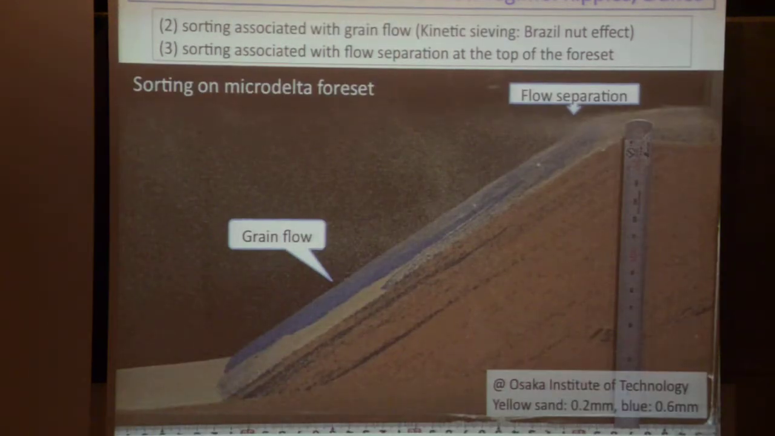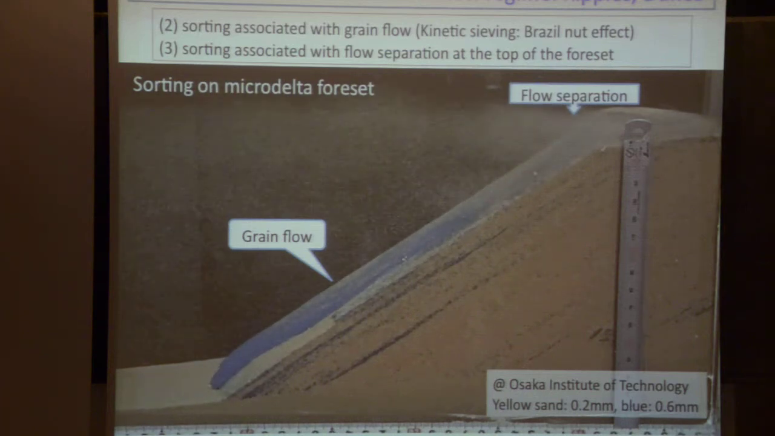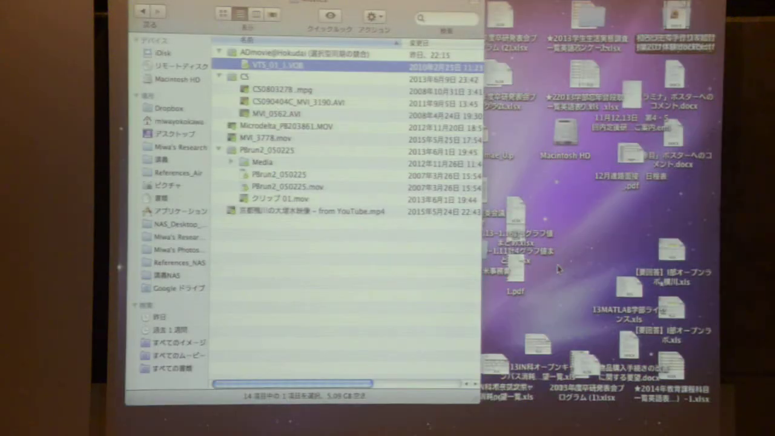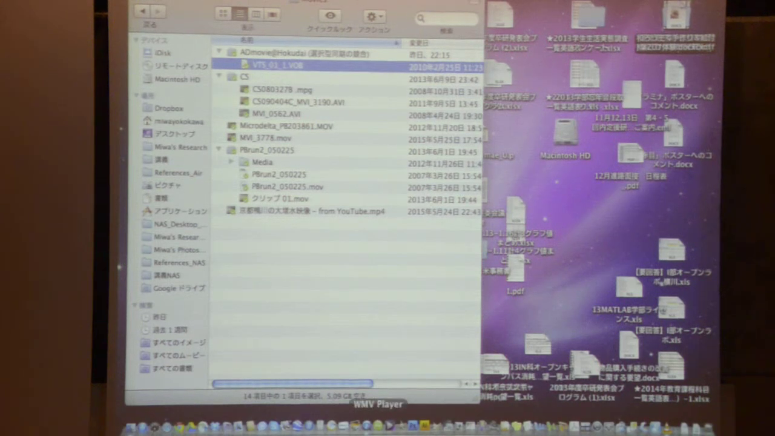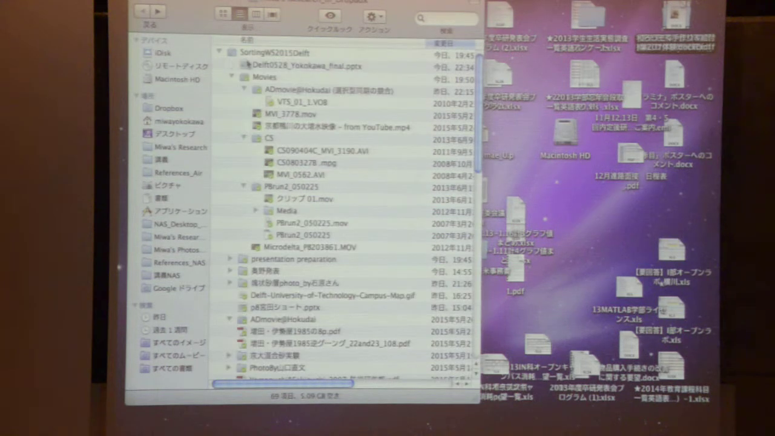And I will show you the movie of migration of a Gilbert delta here. The yellow or brown sand is 0.2 millimeter, and the blue colored sand is 0.6. I'm not sure what happened, but okay.